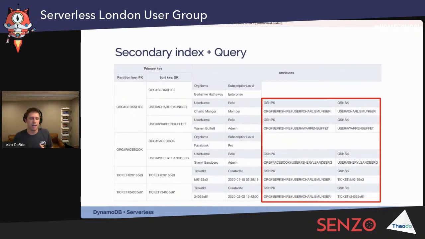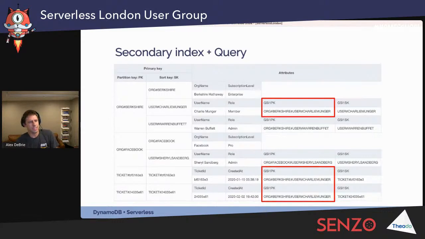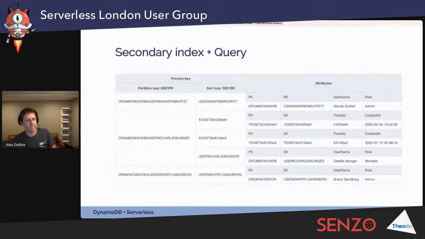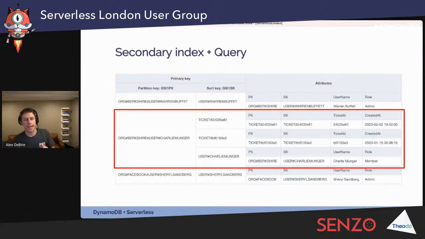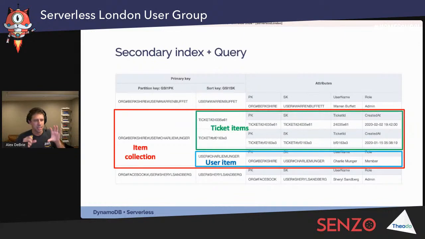So what we're doing is adding a secondary index here. And we're giving it those generic primary key attributes, PK and SK, just like we did with our main table. You can also see here that the user item and the two ticket items for Charlie Munger have the same GSI1PK value. And what that means is when we go to our secondary index, those items are all going to be located together in the same item collection. You can see we have our user item, we have our ticket items. We can get those all together in one query, satisfying it in the same way we had with our composite primary key and query operation.